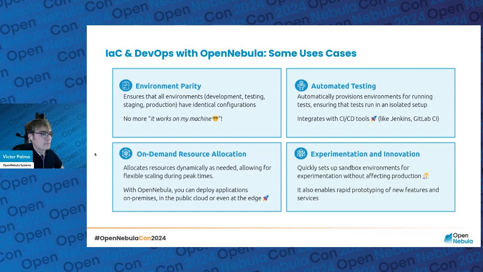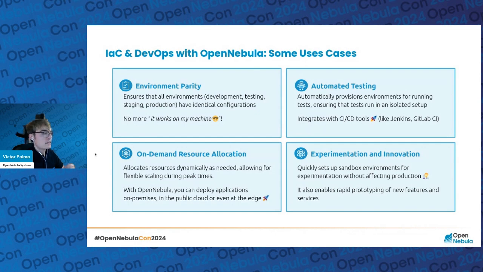Resources can be dynamically allocated based on current needs. This flexibility is vital for handling varying loads, especially during peak times. OpenNebula supports deployments not just on-premise, but also in public clouds and at the edge, providing a unique flexibility.